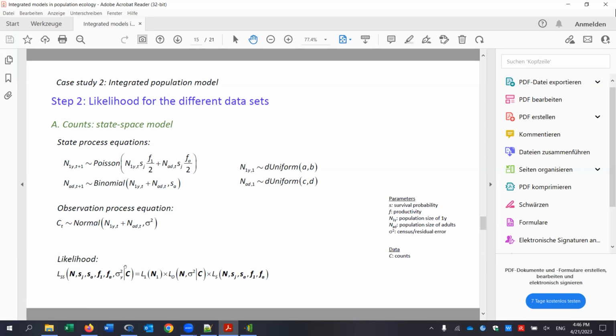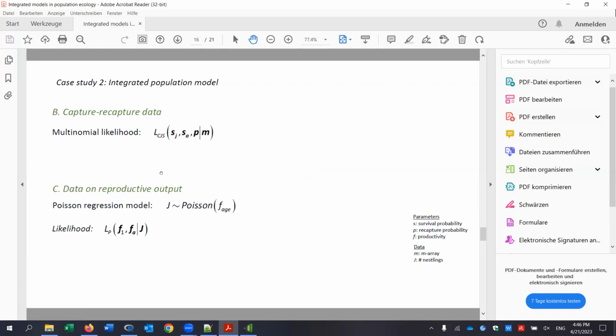Right, and the likelihood of the state space model is this, just symbolically written. Then we have the capture-recapture data set. We use the multinomial likelihood as we have seen before, with this M-array formulation. Here it's a bit more complicated than the model we have seen before, because we have an age structure here also. So we estimate juvenile and adult survival.